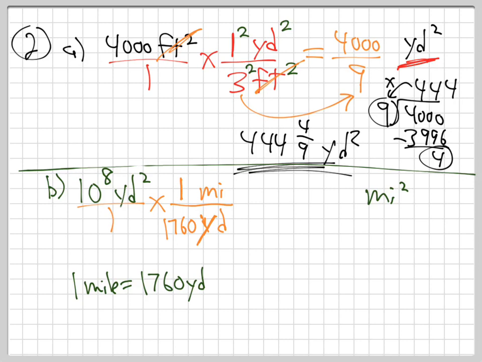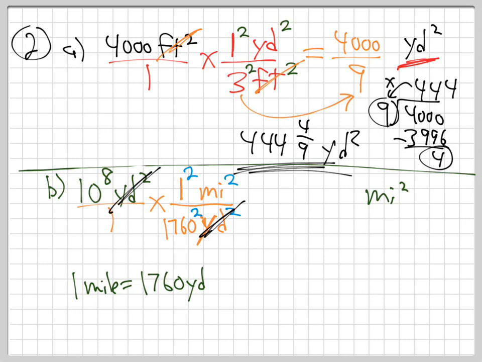But nothing's squared yet, so what do we have to do? Yeah, we have to square every piece like that. Square the numbers, square the words, and then it'll work. Then we'll get the yards squared canceling, and we'll be in the miles squared. Okay, great. I got all that.